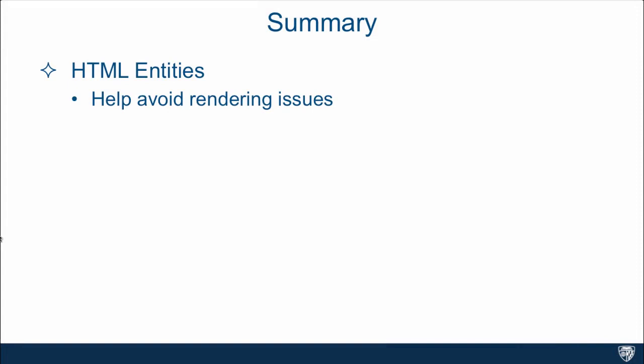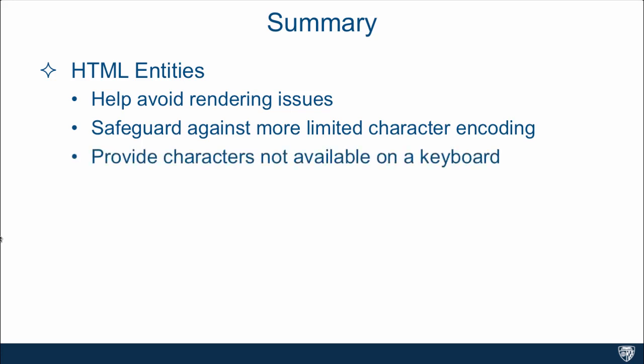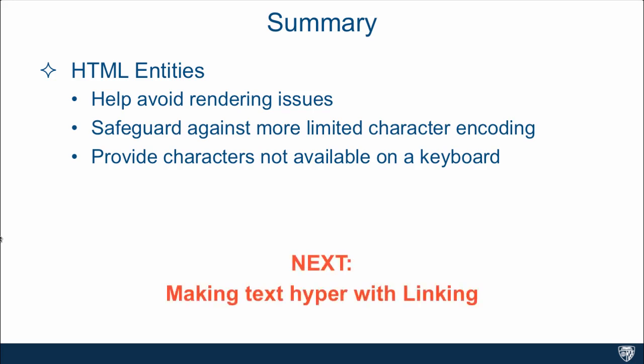So in summary, we looked at HTML entities, and they help avoid rendering issues, especially with those three characters that HTML can try to render instead of thinking of them as content. We also saw that sometimes you can safeguard with these HTML entities against more limited character set encodings. And you can provide characters not available on the keyboard. For example, we provided the copyright character that was at the end of the document. That certainly is not on any keyboard that I've seen, but you can still display that character using an HTML entity. Next, we're going to talk about making text hyper with linking.